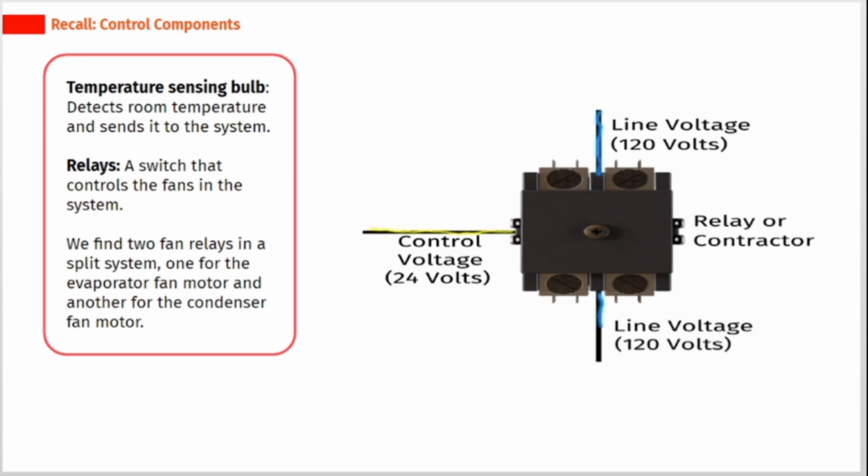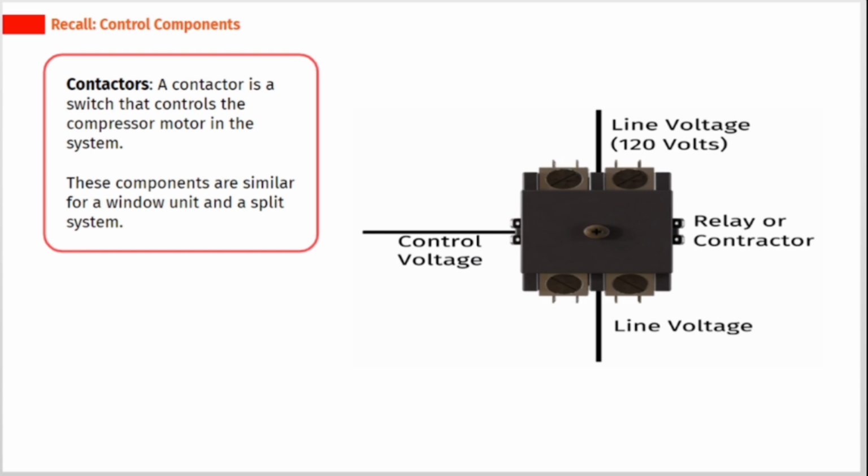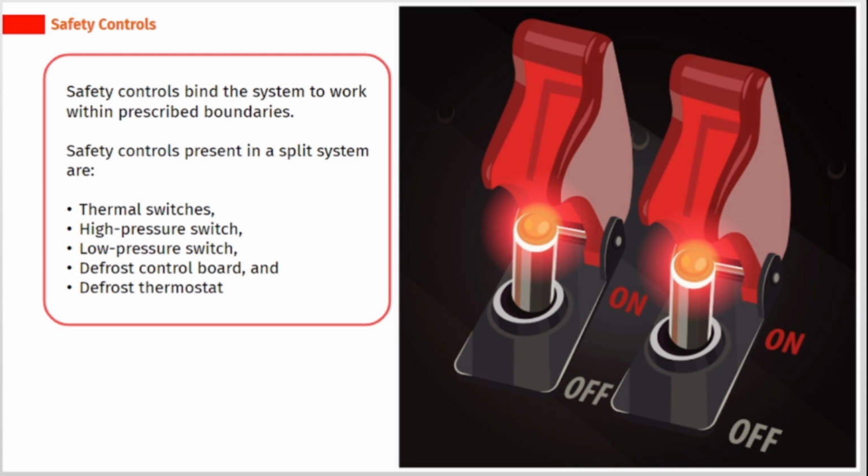We find two fan relays in a split system, one for the evaporator fan motor and another for the condenser fan motor. Contactors, a contactor is a switch that controls the compressor motor in the system. These components are similar for a window unit and a split system. Safety controls bind the system to work within prescribed boundaries.